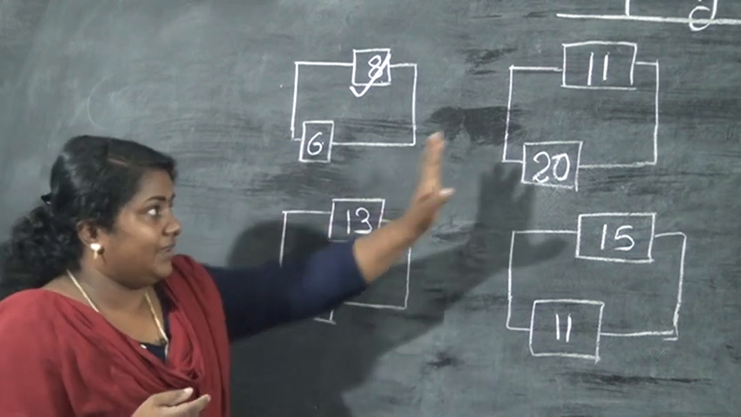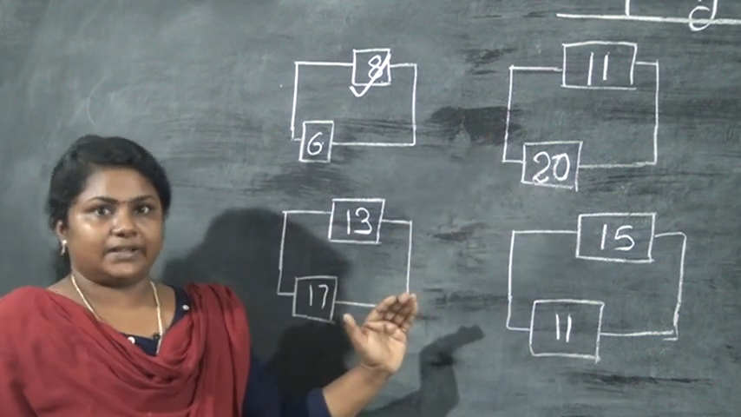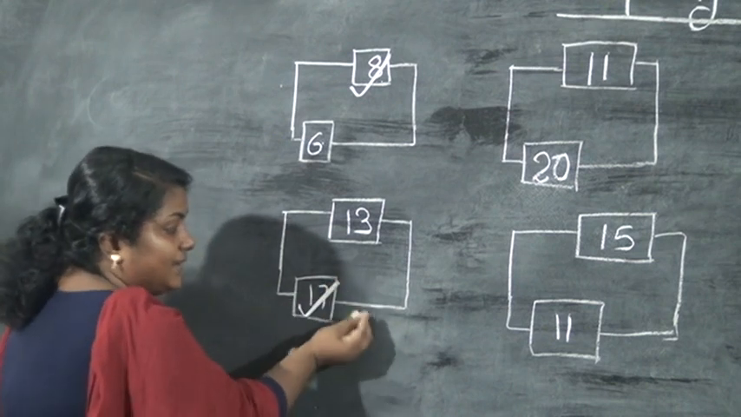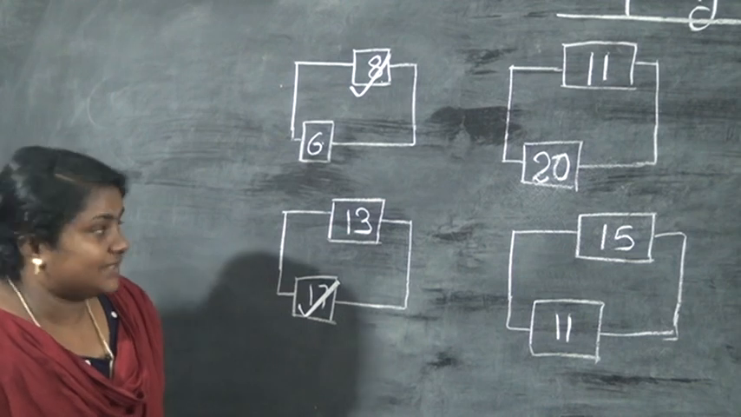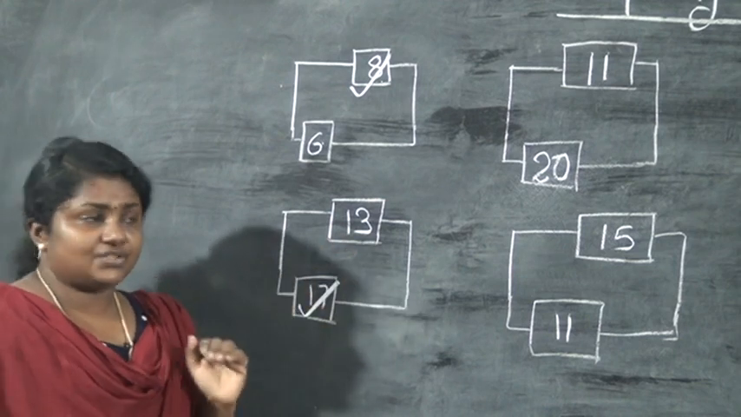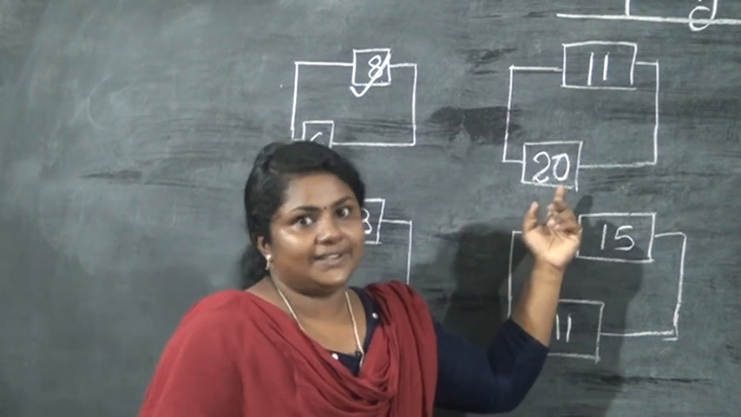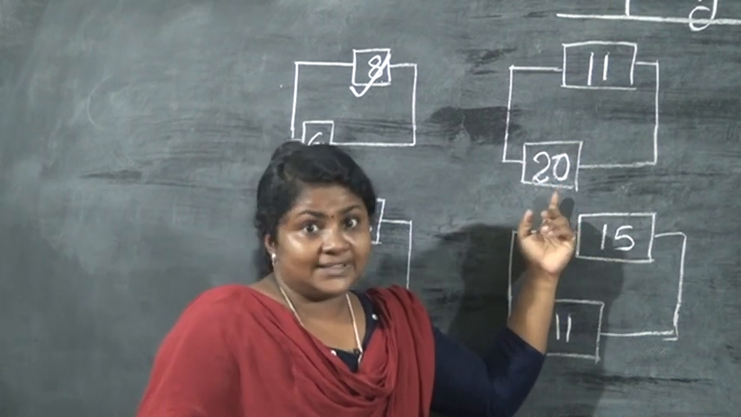ഓക്കെ, ഈ 4 ബ്ലോക്കിന് നിങ്ങൾ ജസ്റ്റ് കൗണ്ട് ആൻഡ് സേ this is the greatest number. 17. 17 is the greatest number. 13 is the smallest number. And next one, 11 and 20. So easy. So easy. Easy അല്ലേ?